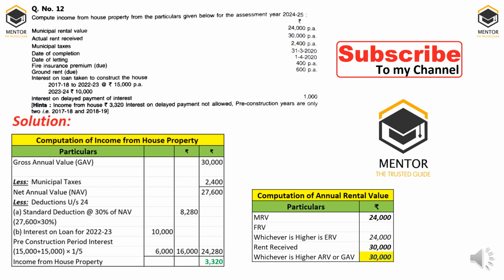Then the total interest comes to 16,000. So total deduction will be 24,280. Once you deduct, you will get income from house property of 3,320 rupees. This is the precise way of calculation. So I am taking different types of questions so that you will not be in a peril situation in the examination. You can easily answer the questions.